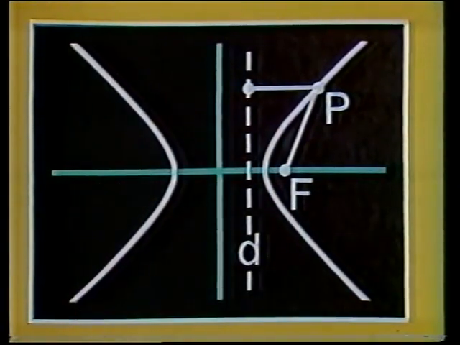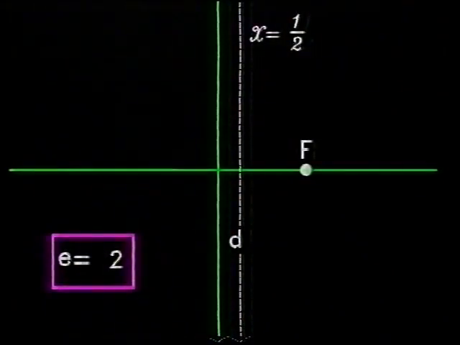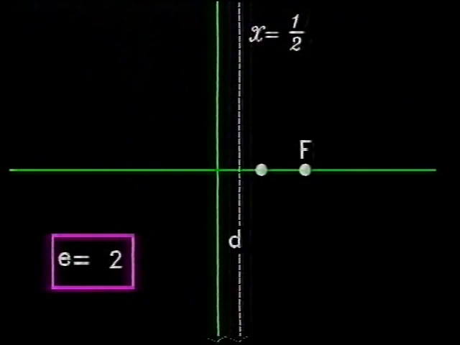And then we'll see what happens as we vary the eccentricity. This time, I'm going to choose the focus at x equals 2 on the x-axis, and the directrix to be the line x equals a half. We'll find the locus with eccentricity 2, that is, which satisfies PF over PD equals 2. Well, one point on the locus is at x equals 1 on the x-axis.